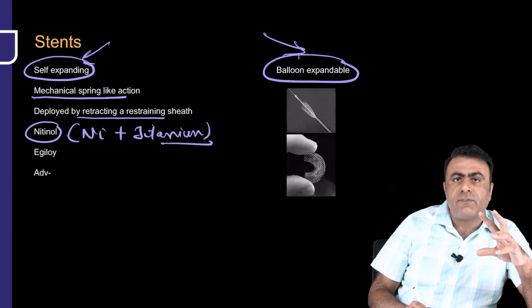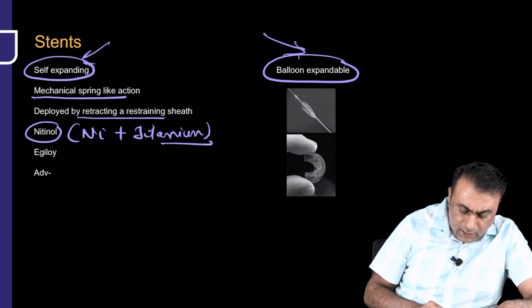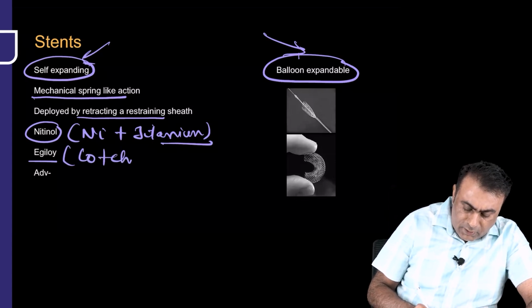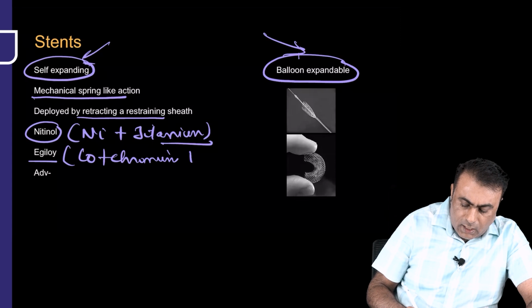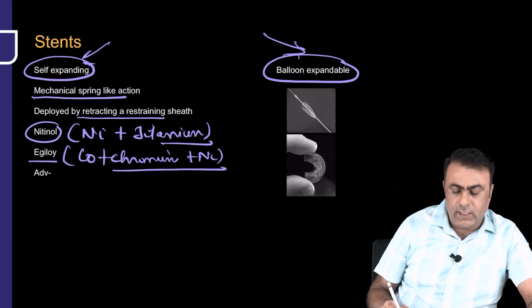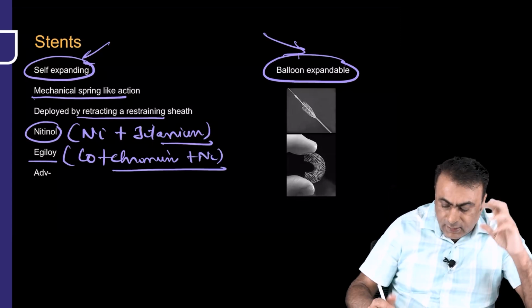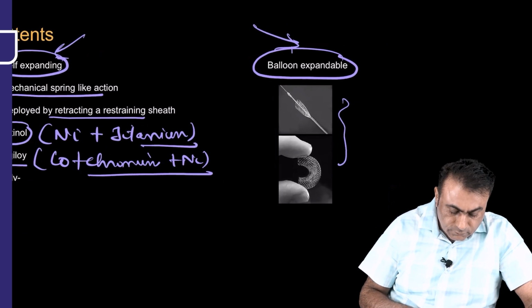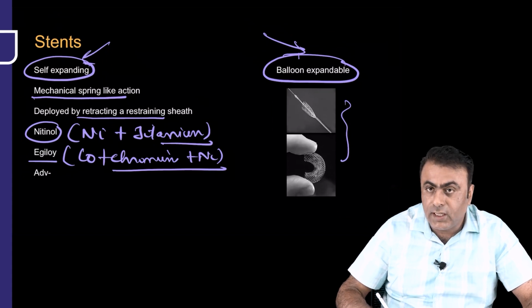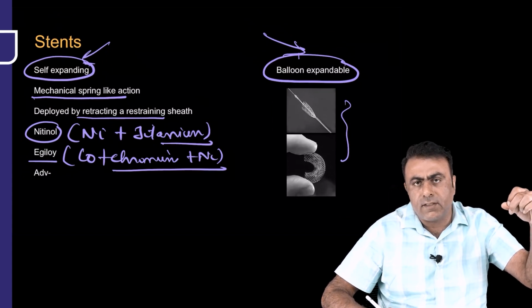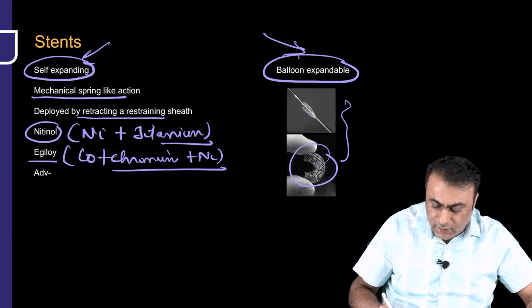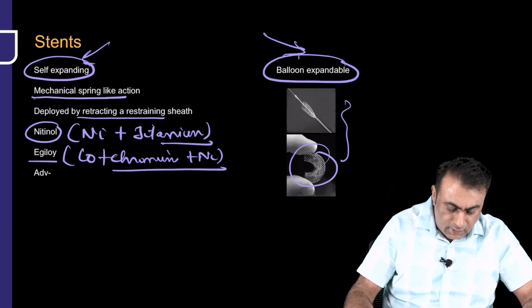Then another type of self-expandable stent is the alloy stent. Alloy stents are made up of cobalt, chromium, and nickel. Now, you can see here the self-expandable stents with a restraining sheath. When you retract the restraining sheath, the stent is placed there and it expands because of its spring-like action.